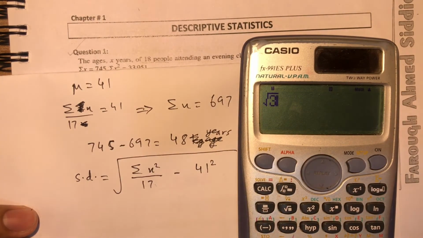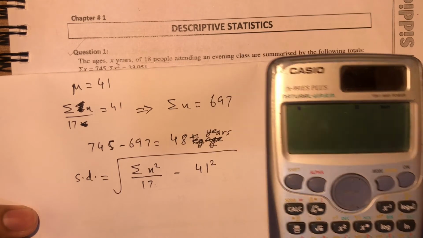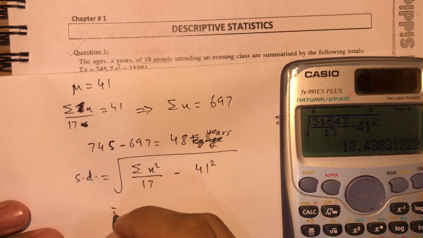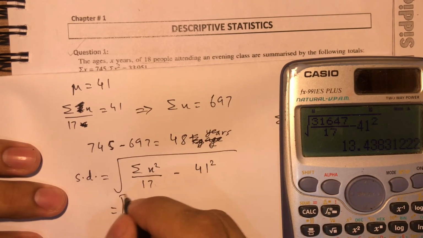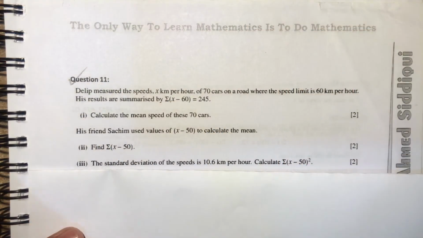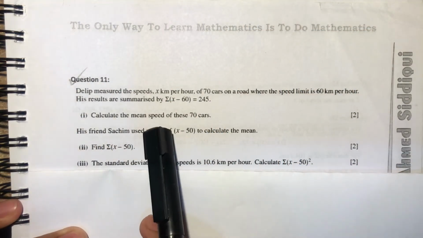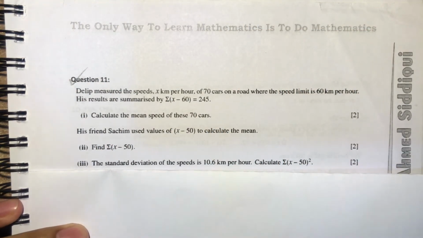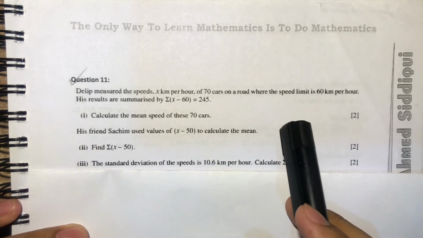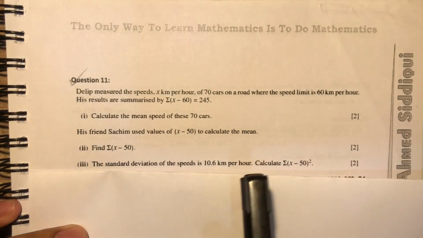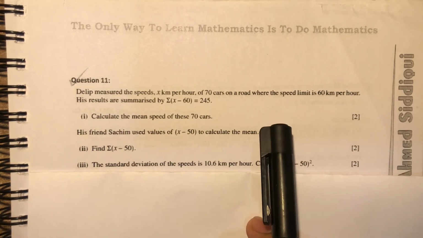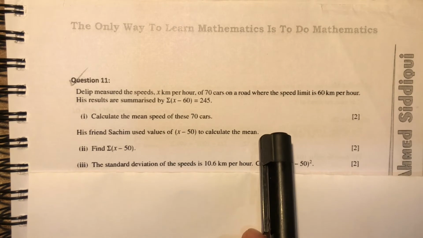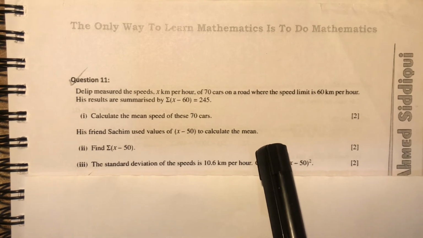So root 31647 upon 17 minus 41 square, 13.423 SF. Now question 11. So over here, Delip measures the speeds x kilometers per hour of 70 cars on a road where the speed limit is 60 km per hour. His results are summarized by sigma x minus 60 equals 245. Calculate the mean speed of these 70 cars.